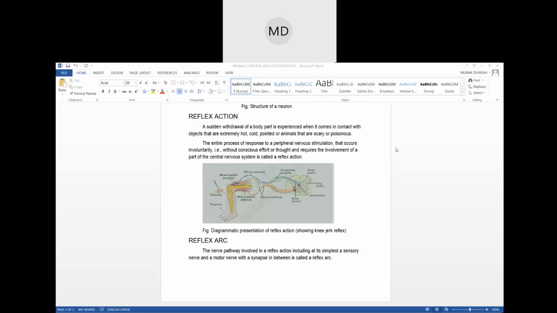The reflex action is involuntary. Why is it involuntary? Involuntary means you are not doing it with your complete, full consciousness. You are not doing it purposely. It happens. That is why it is known as involuntary. Voluntary is you are doing it by your own will.